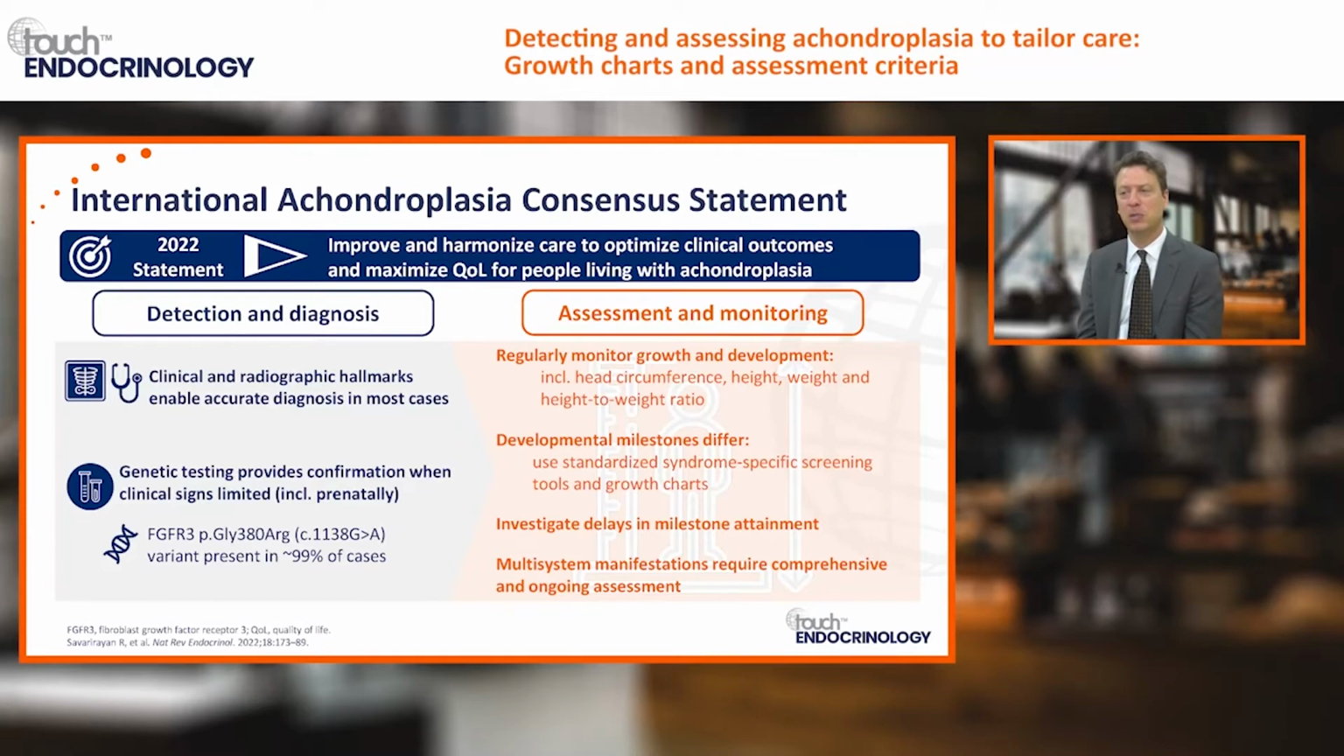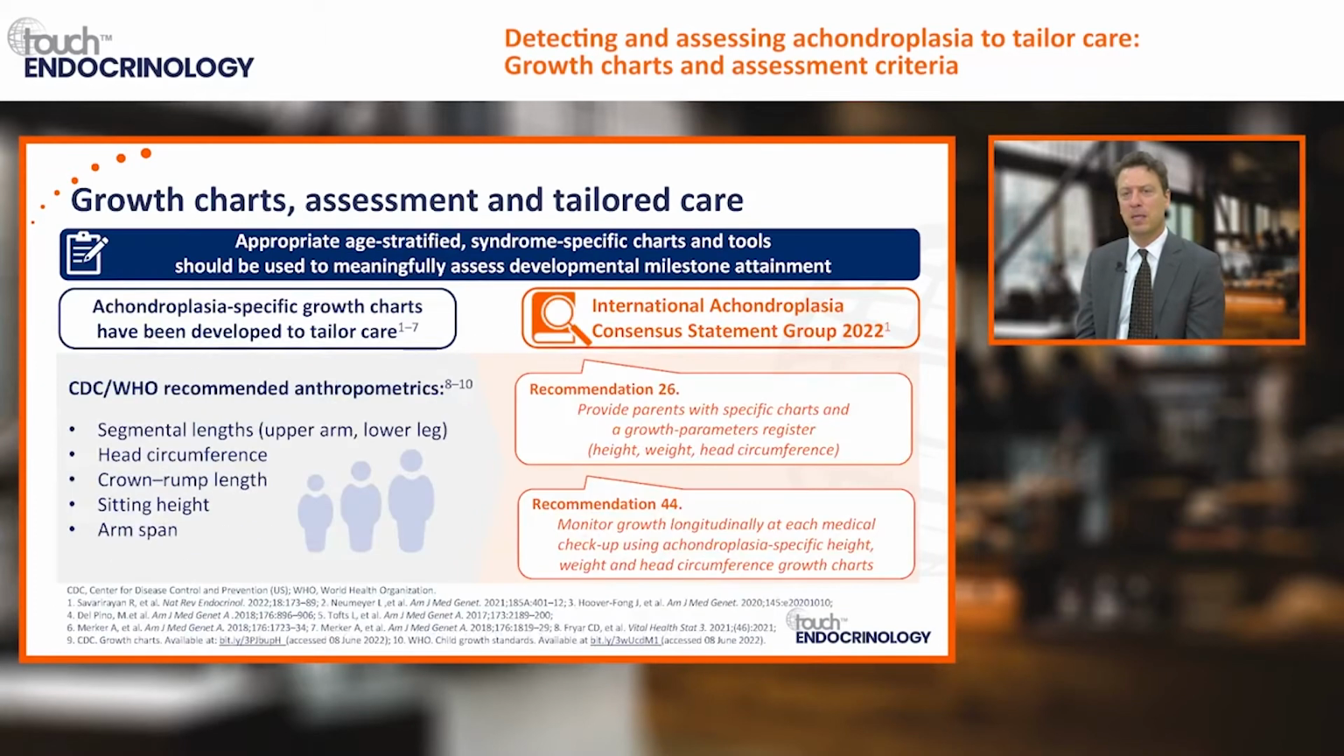The guidelines also assess the importance of regular monitoring of growth and development. It talks a bit about the difference in developmental milestones, which we'll explore with Dr. Merchant, and the importance of investigating delays in milestone attainment, as well as the multi-system manifestations that can occur in achondroplasia. There have also been growth charts developed specifically for individuals with achondroplasia.